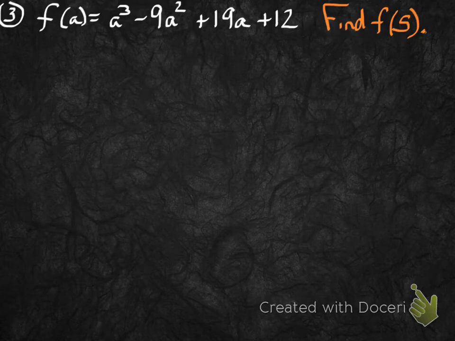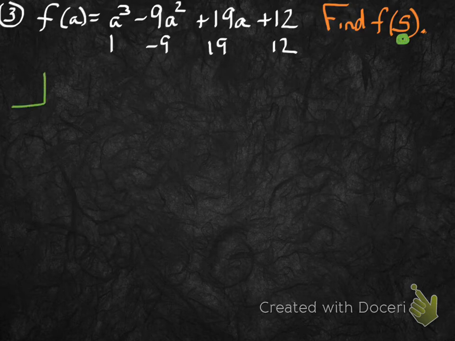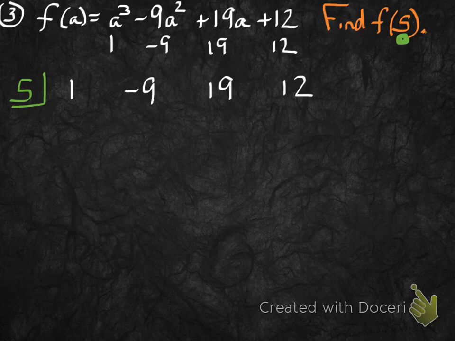So we need to identify what our coefficients are, and if it's in order from greatest to least. So my coefficients are 1, -9, 19, and 12. And they were in order, so that makes it easier. This 5 will be what's going in our box. So that box is going to get that 5. And then we're just going to do the coefficients. And the same steps that we did the last time.